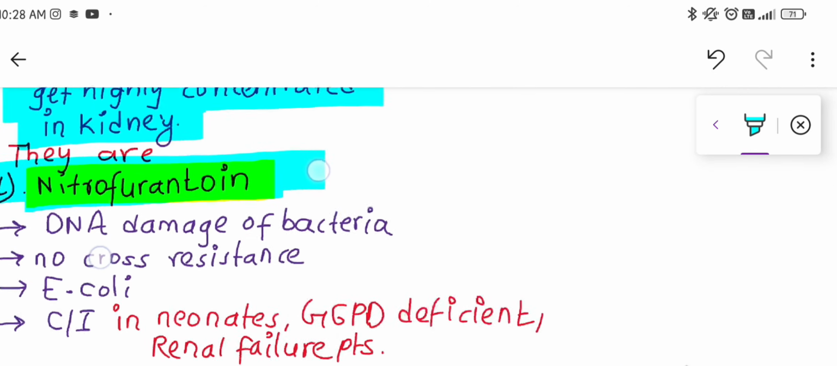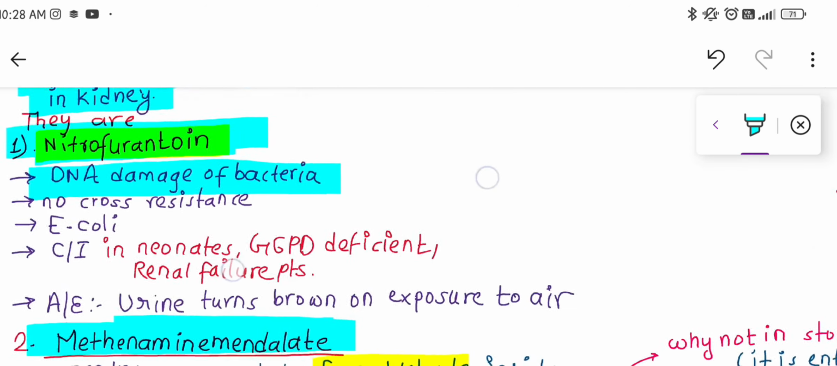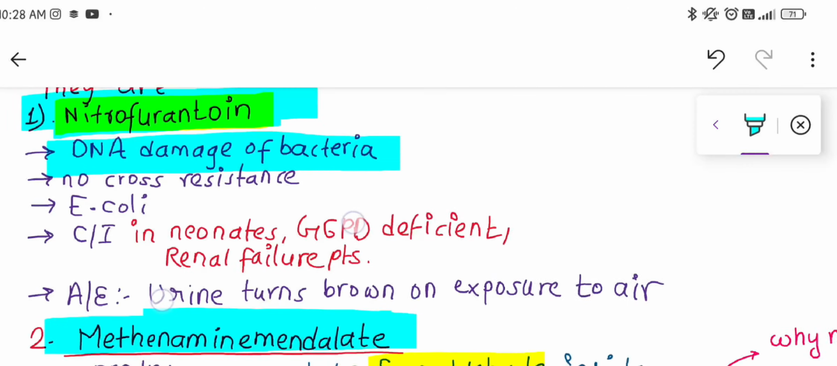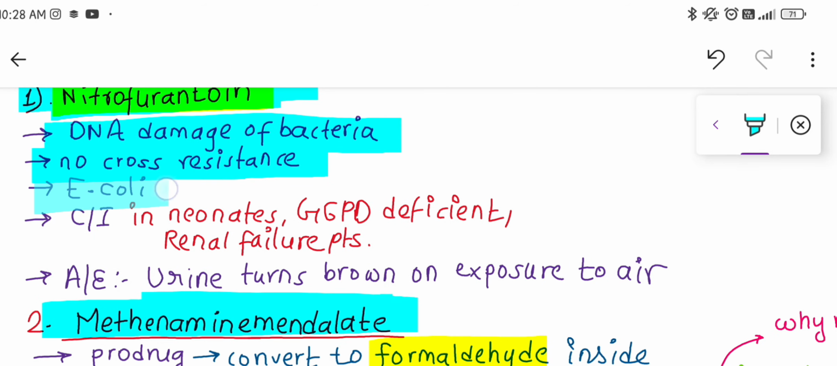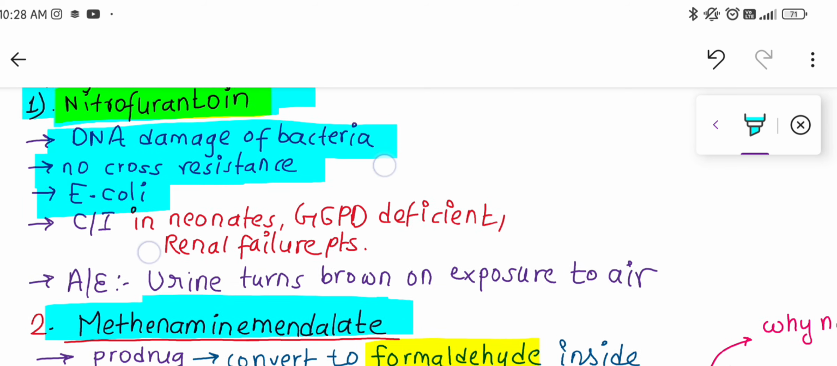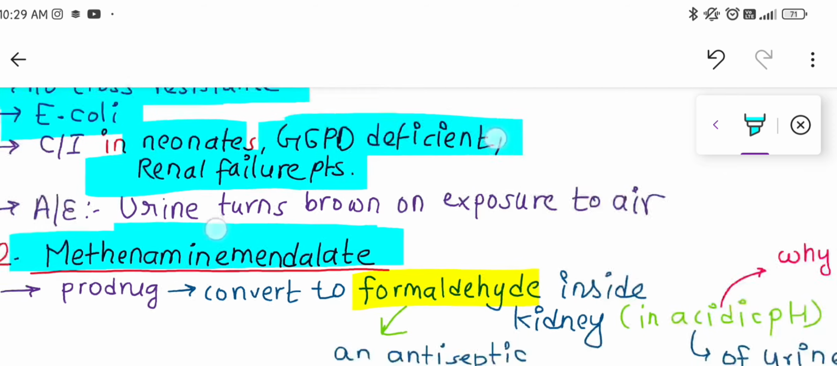So first, nitrofurantoin. The mechanism of action of nitrofurantoin is that it causes DNA damage of the bacteria, and it does not develop cross resistance with other antimicrobials. And it is highly active against E. coli. Escherichia coli is the most common organism that causes urinary tract infection. Now nitrofurantoin cannot be used in infants, G6PD deficient patients, as well as patients with renal failure. So it is contraindicated in them.